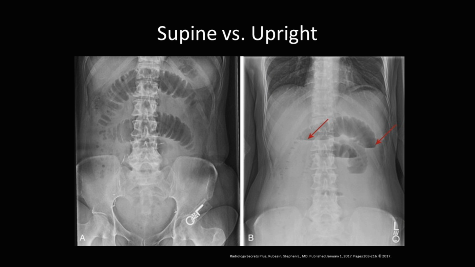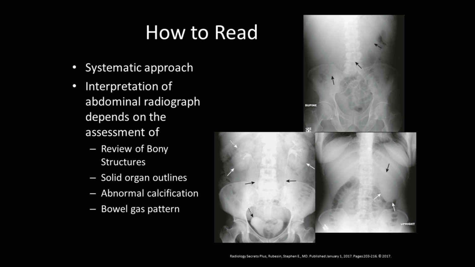So then also supine versus upright. This is the same individual laid down flat supine and then upright, and you would use the upright particularly for air fluid levels. So how to read, that's why we're doing this.